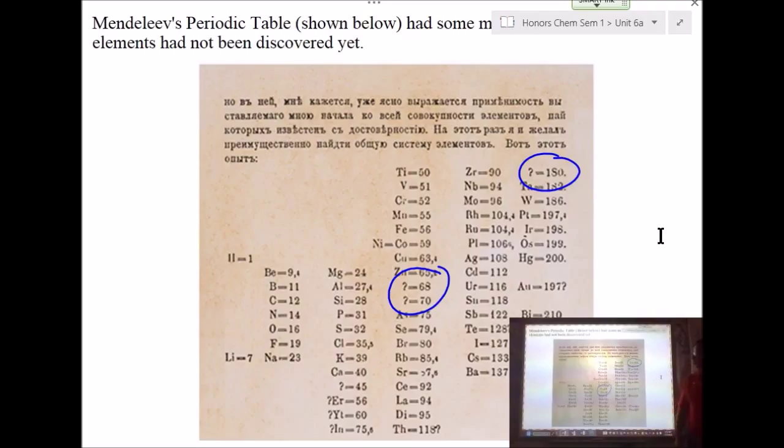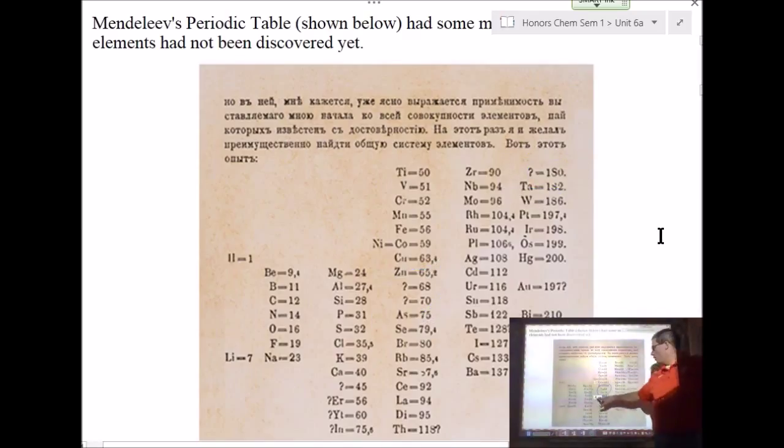But what was cool about that was, even though he didn't know what it was or what it looked like, he knew what the properties were going to be. He knew how they would behave with other elements. So he was able to predict how those elements that hadn't been discovered were going to behave.